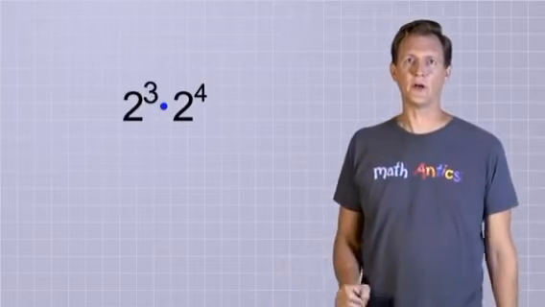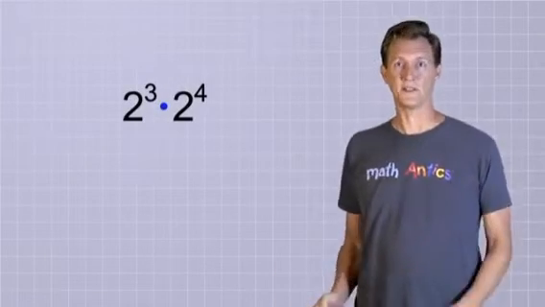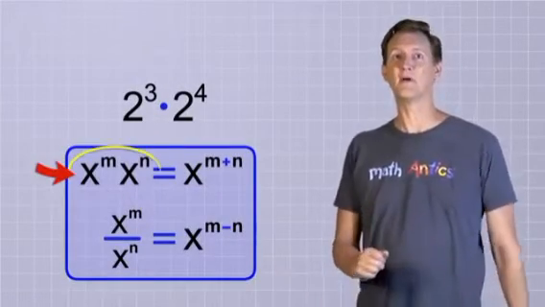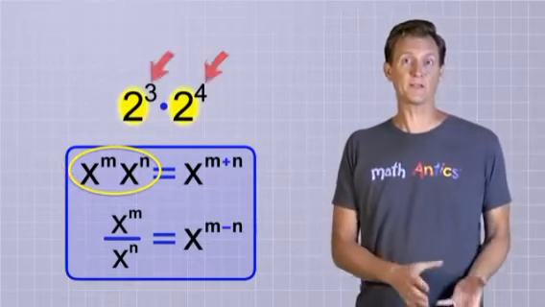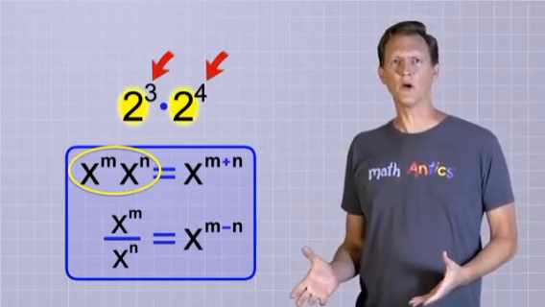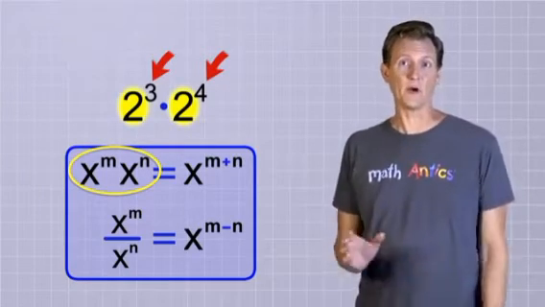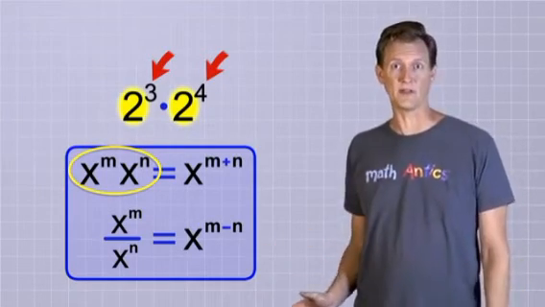Let's see some examples of each, like this one, 2 to the third times 2 to the fourth. Does that fit the pattern of our first law? Yep, the base of both expressions is the same, but they happen to have different exponents. The law would still work if the exponents were the same, but they don't have to be. Just the bases have to be the same.